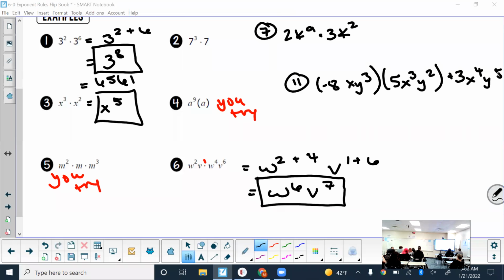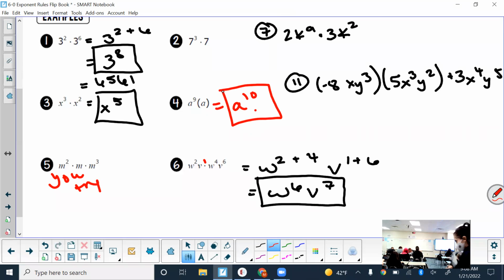What did you put for number 4? A to the 10th power. Anyone get something different? All right, A to the 10th is correct. All right, so yeah, there's parentheses and stuff, but you know that sometimes they use parentheses to imply multiplication. All right, so if the base numbers, the A's are being multiplied together, the exponents, you add them together. So 9 plus 1.